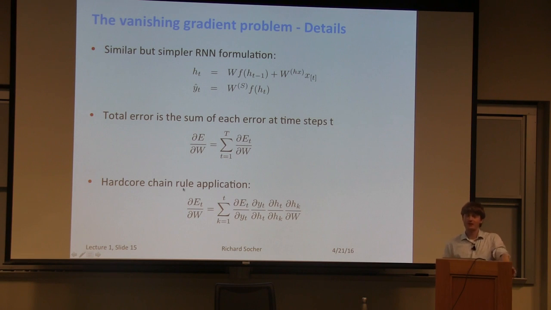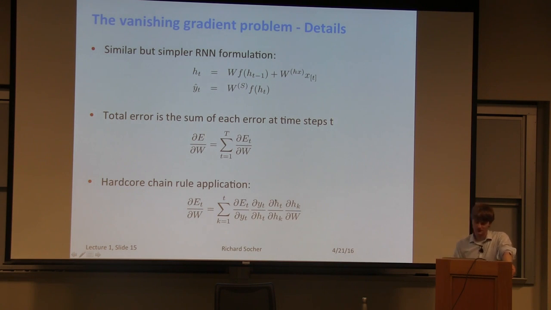So we'll apply the chain rule, and it's a pretty hardcore application of the chain rule, because you have all the hidden time steps before, and the current time step depends on all of the previous ones, right? So the derivative of the error at a certain time step t with respect to W will basically be the sum of all time steps from k equals 1 to the current time step t of this whole expression.